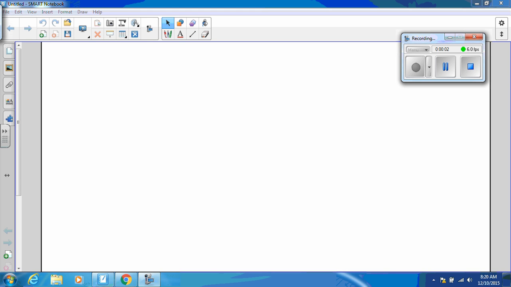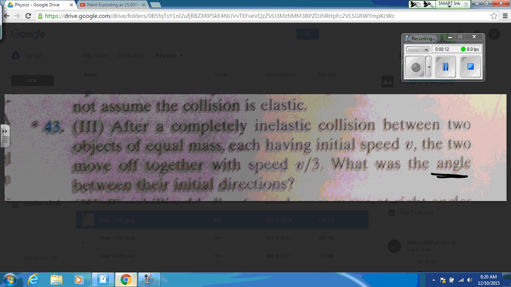Howdy. I wanted to work number 43 because it's a really good problem for illustrating some advanced ideas in analysis. Take a look at number 43 here. After a completely inelastic collision between two objects of equal mass, each having initial speed v, the two move off together with speed v over 3. Now the question is, what was the angle between their initial directions?